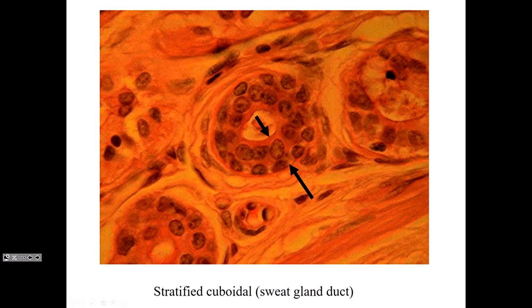So let me see. Stratified cuboidal. So this is an example of stratified cuboidal because again there's two layers of cells, one, two, and the layer of cells furthest away from the basement membrane is more or less cuboidal. Okay. So this is stratified cuboidal, and this is actually pretty rare. The one example that we always give is the duct portion of the sweat glands, and this is it. So if you're looking at stratified cuboidal, you're probably looking at the duct portion of the sweat glands. That's usually how it goes.